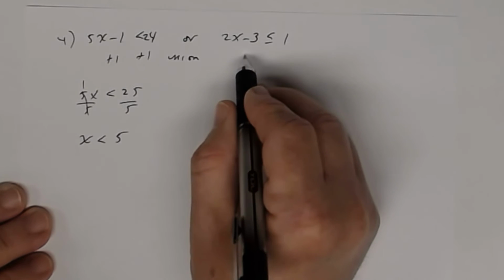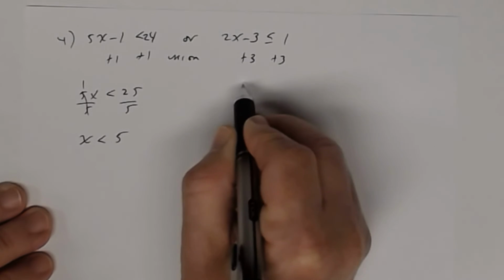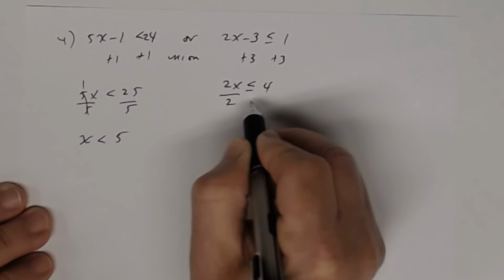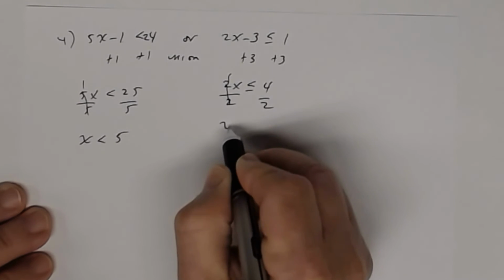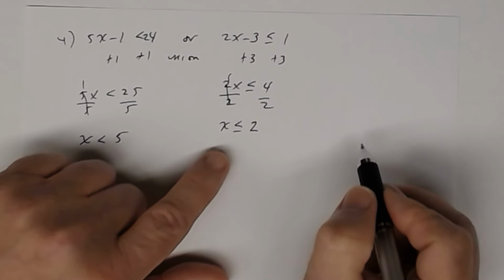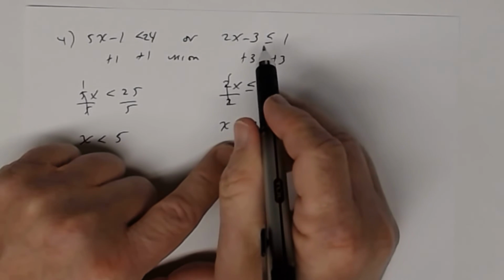Now let's solve for this one. We're going to add 3 to both sides. So I get 2x is less than or equal to 4. Divide both sides by 2. I get x is less than or equal to 4 divided by 2, which is 2. So any real number less than or equal to 2 is the solution to this.